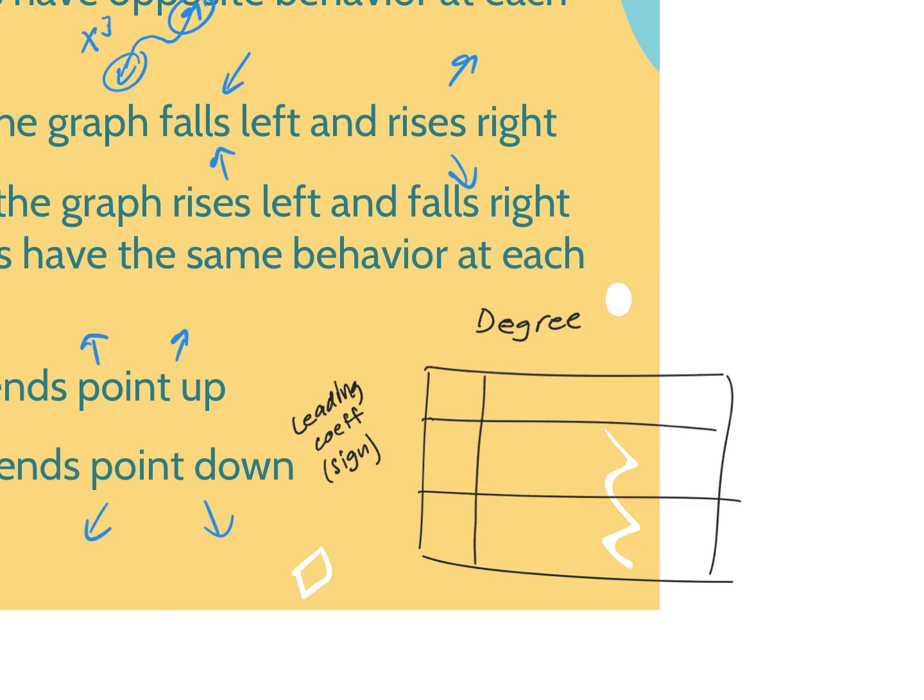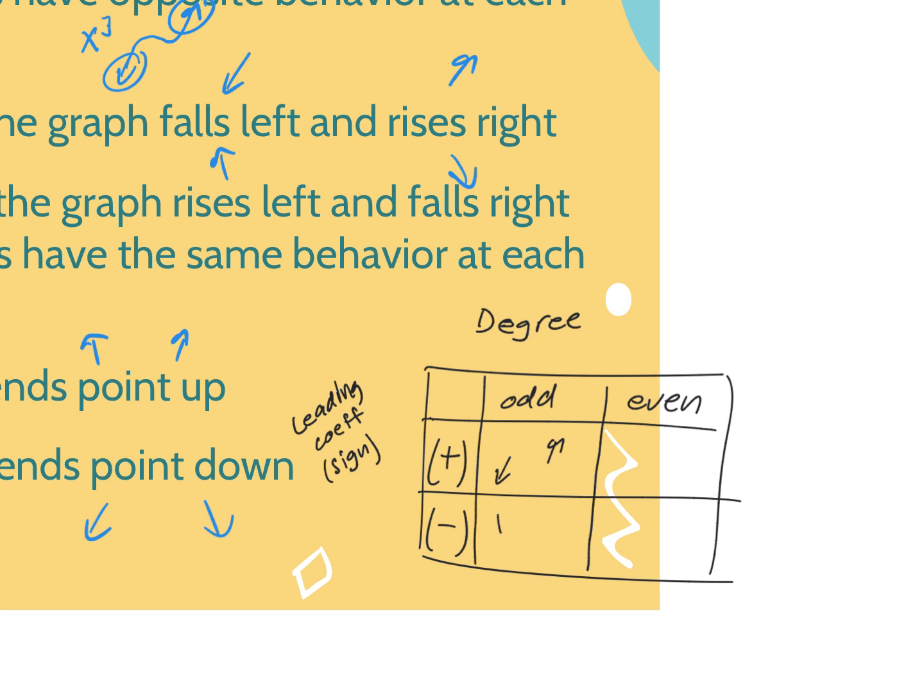All right, so we only have 2 options for the sign. Either it's positive or negative. And we have 2 options for the degree. It's either odd or even. So odd positive, we said that it goes down as you go to the left and up as we go to the right.